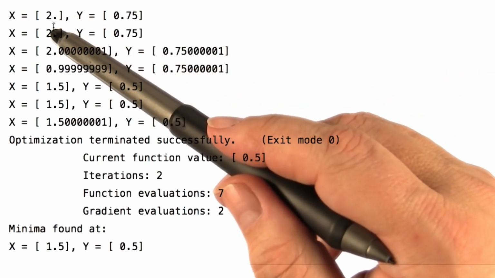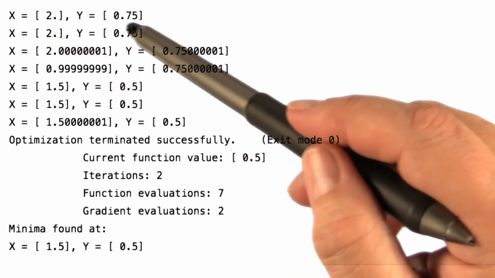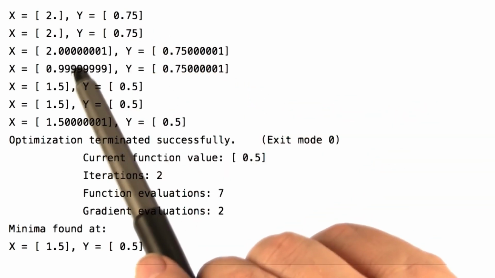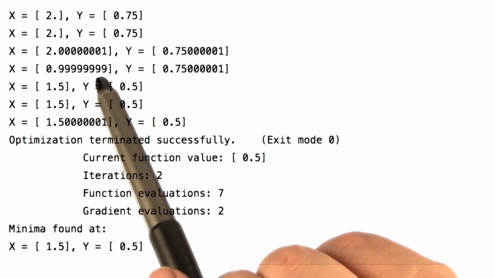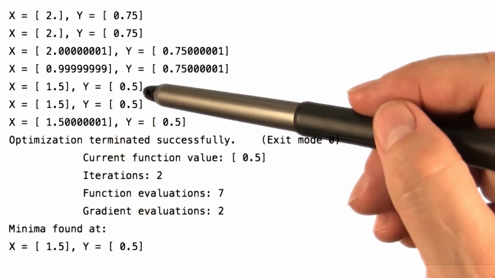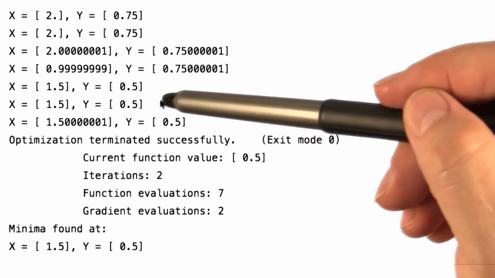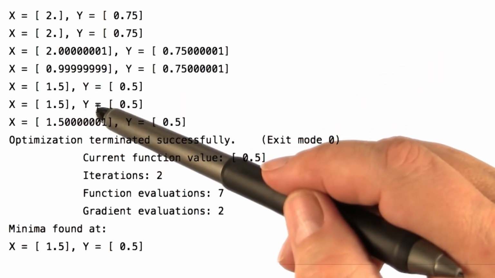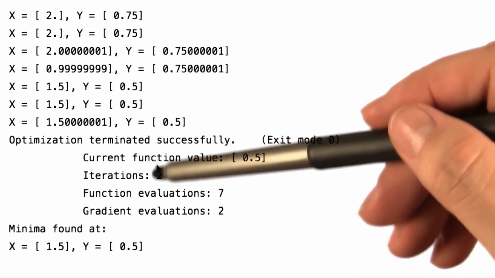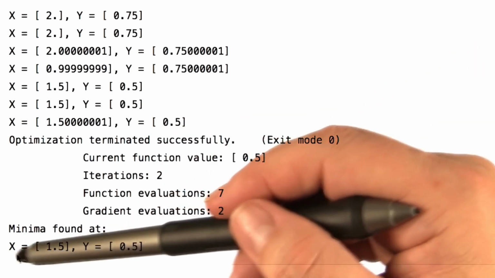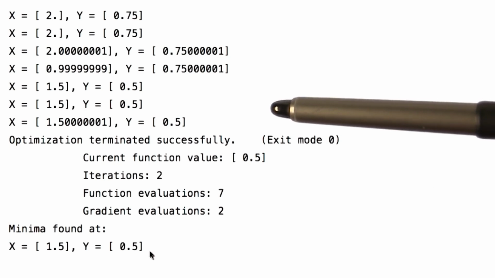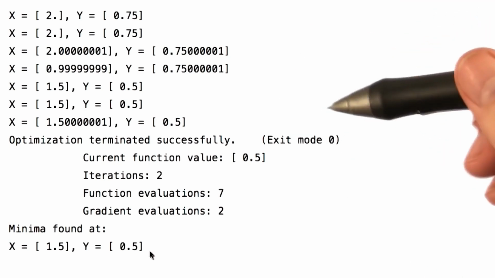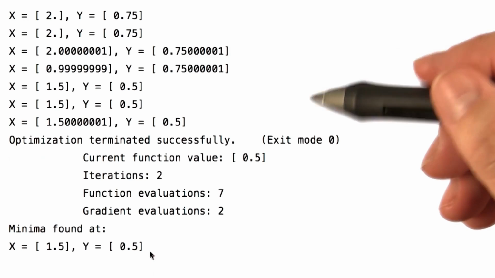So it gets called initially with an x of 2, and it discovers that the value is 0.75. Then a value slightly greater than 2, a value slightly less than 2, and the minimizer very quickly converges on 1.5 as the answer. And here it prints out those values, finds the minima at 1.5 with a value of 0.5 there. So pretty efficient and effective discovery of the minimization.